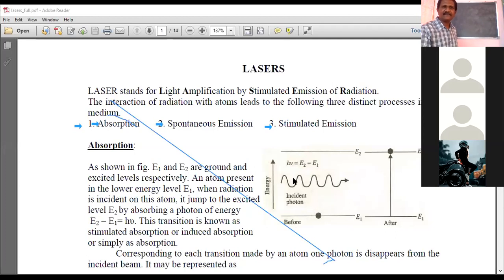Now, let us see. Don't use your annotations. I'll be using annotations only. Okay, right. So here we are going to see what is absorption. I hope only this one page is being shared.